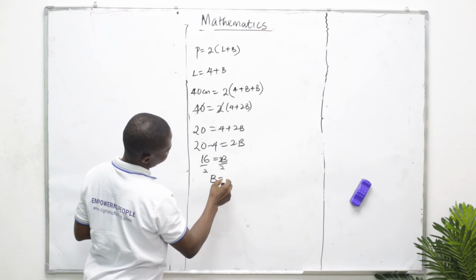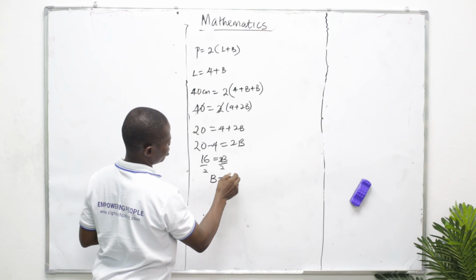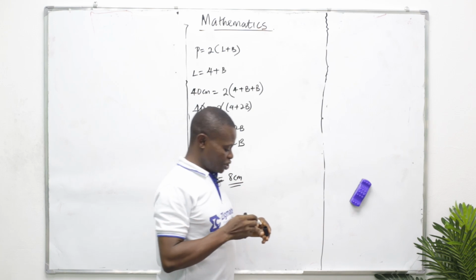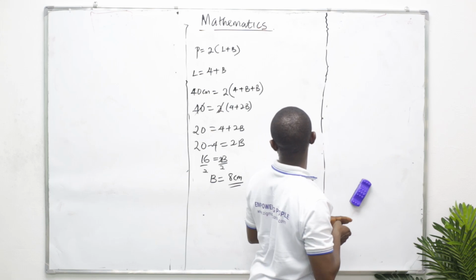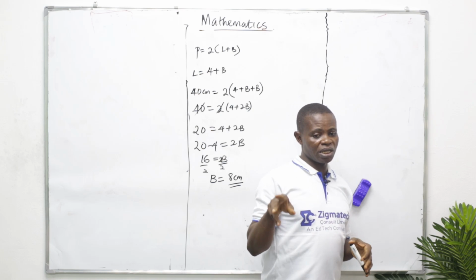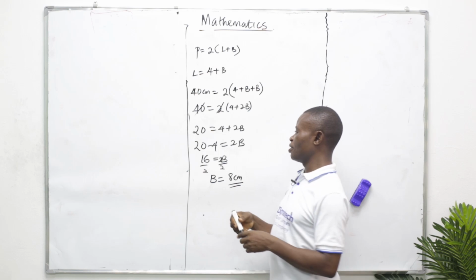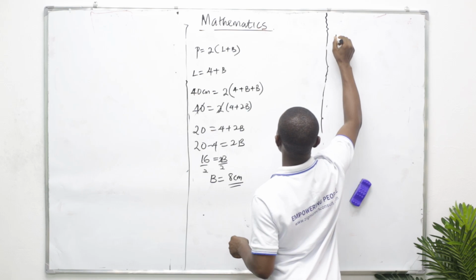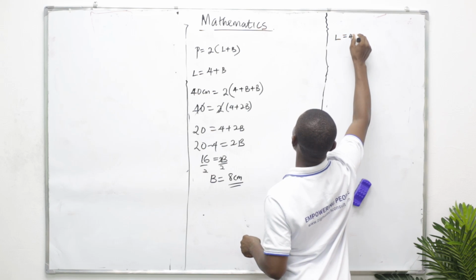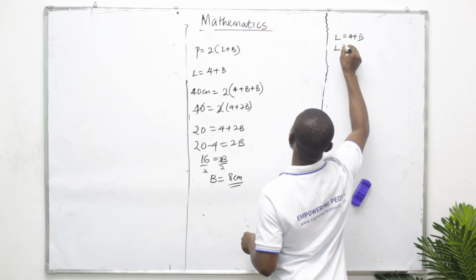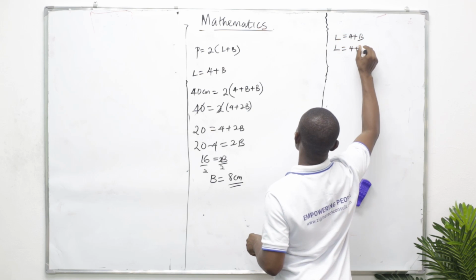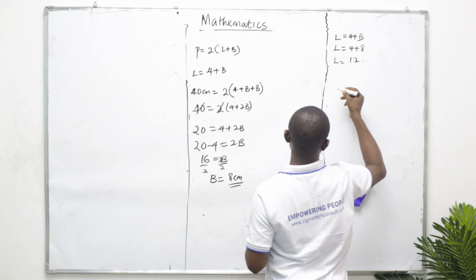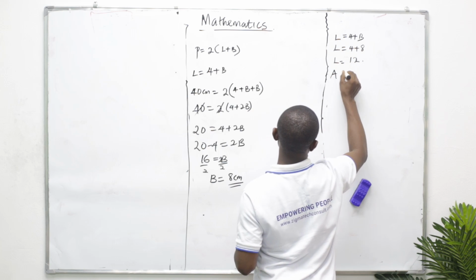So the width is what? 8 cm. But the instruction is length was 4 more than its width. Now find the area. Did you have your length? No is the answer. So L, recall, equals 4 plus b. So L equals 4 plus who? 8. L now equals what? 12. Good.